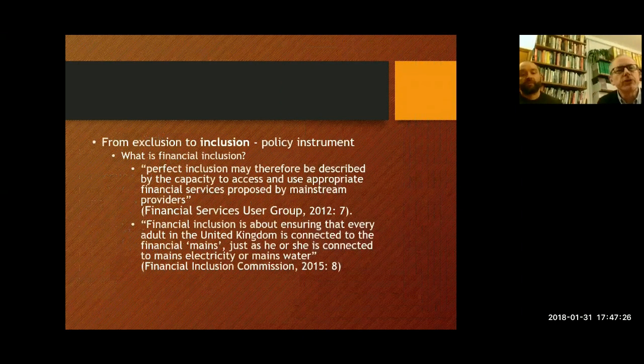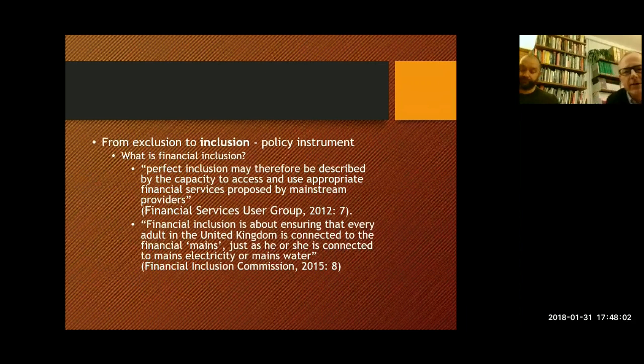So the initial research in this area focused very much on this idea of financial exclusion as the problem, and the way that this manifested itself as a whole series of social problems. And then it got translated into a policy instrument, which was creating financial inclusion. So if the problem is exclusion, then the policy response is to engender inclusion. And there are various definitions here about how, if people are excluded, they become included because they now have access to services.